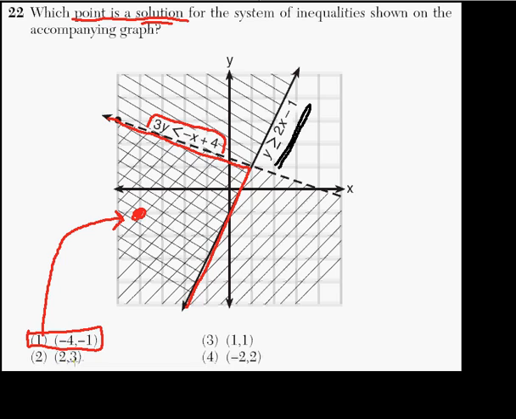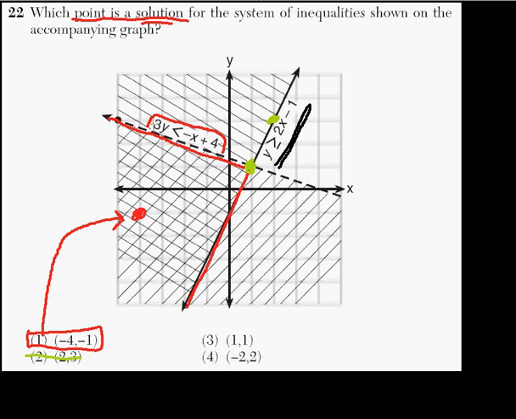Okay, the point 2, 3. So I go over 1, 2, and up 1, 2, 3. That falls right square on that line, but it's not in a doubly shaded region. So that's not an answer. Choice 3 says 1, 1. So the point 1, 1. Now this is tricky. 1, 1 is at the intersection of these two lines.